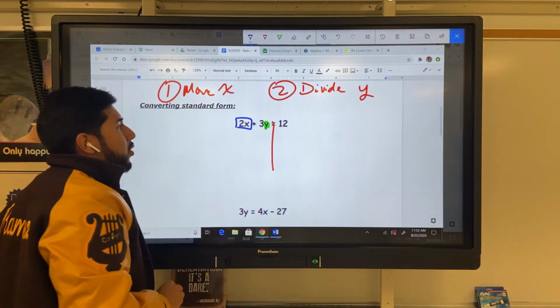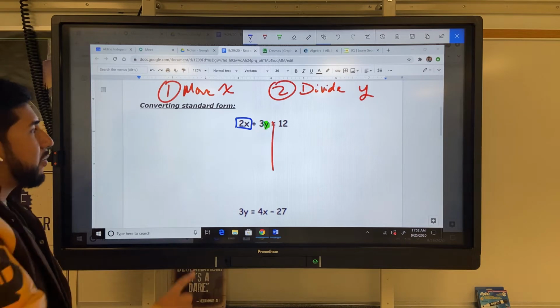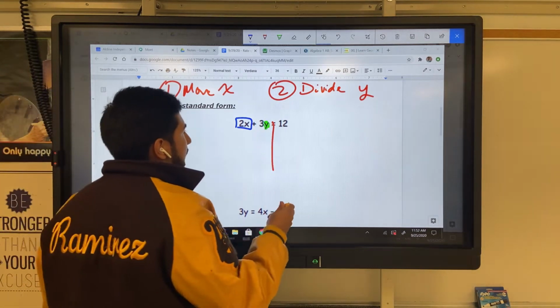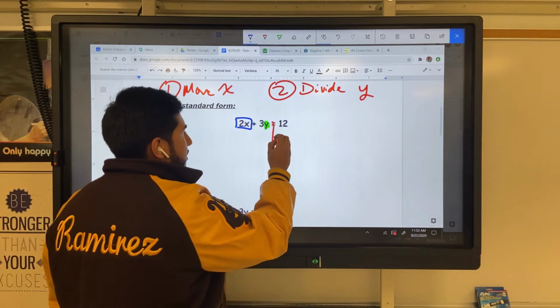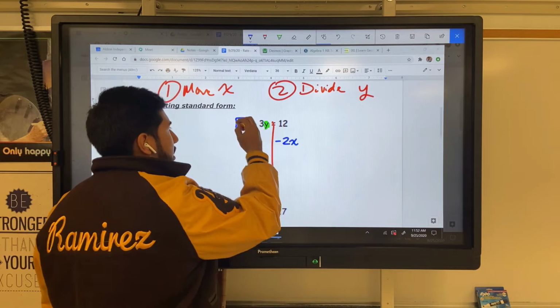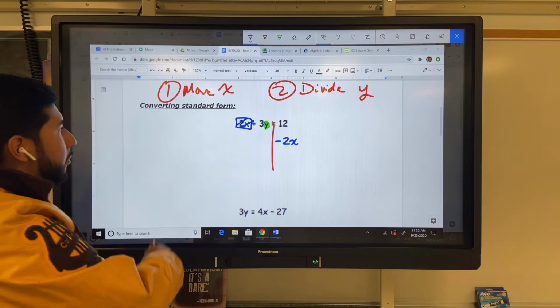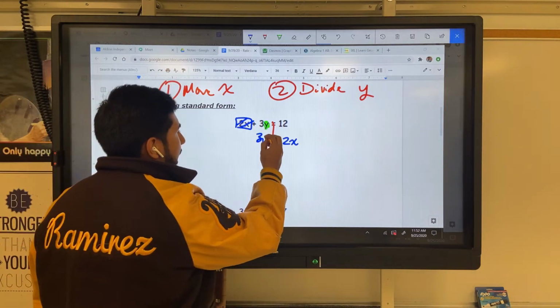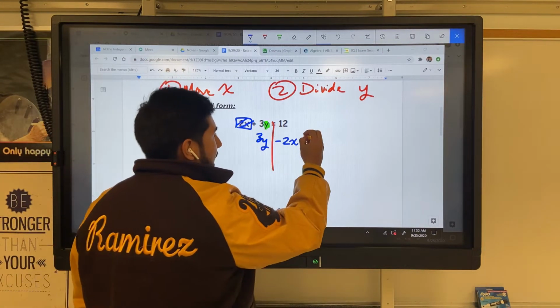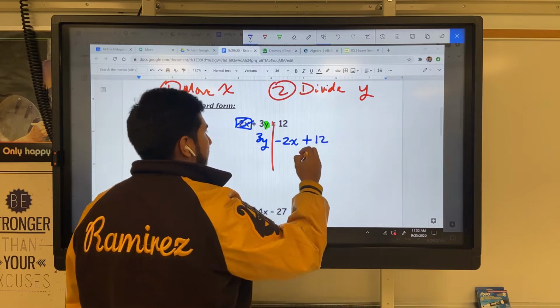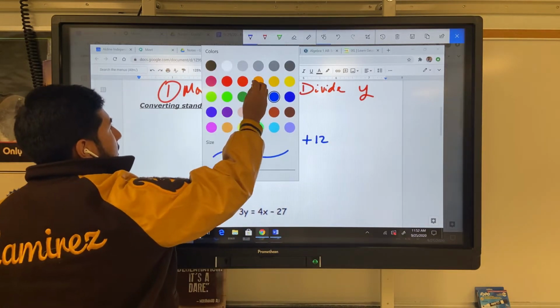Moving this x: 2x does not belong on the left right now. It belongs on the right side for this topic. Moving that 2x becomes a negative 2x. Cross it out. Bring everything down. Bring down the 3y. Bring down a positive 12, so I'm going to put plus 12. Next step.